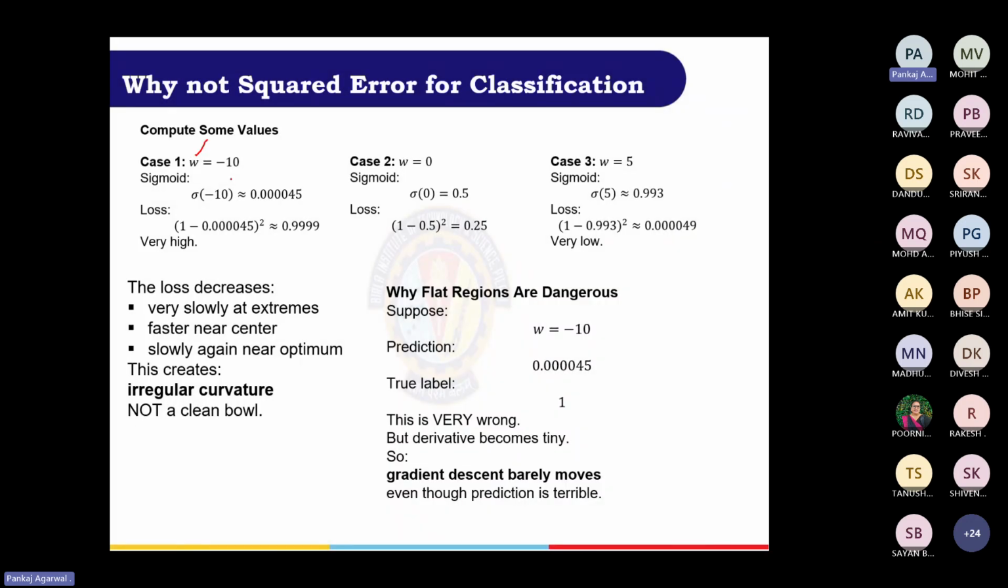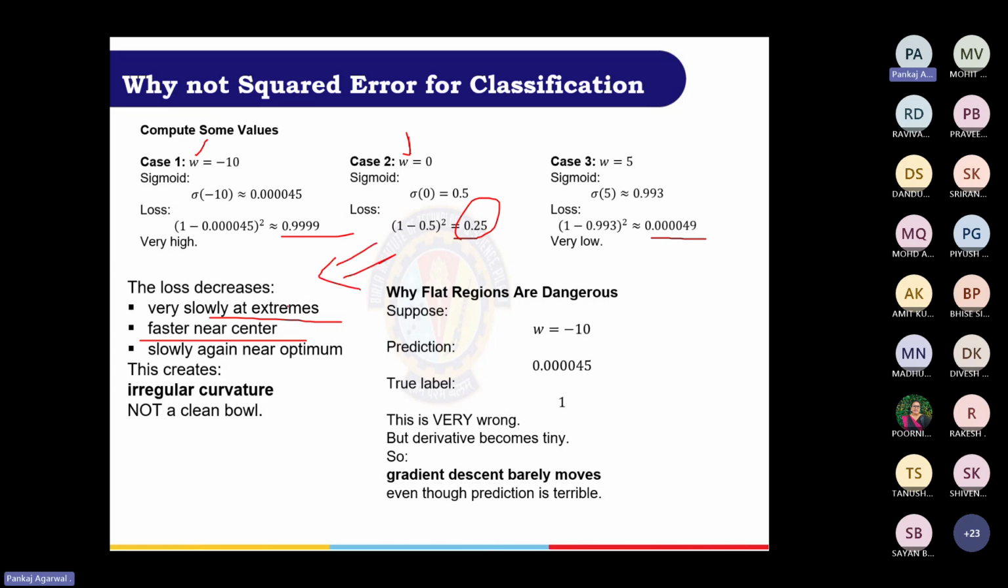For this particular example, let's compute certain values with the sigmoid. So suppose when w is minus 10, it gives you this value, very high. When w is 0, it gives you 0.25. When suppose w is 5, it gives you 0.00, this one, very low, right? So loss decreases very slowly at extremes, very fast at the center. That is the outcome, you can say.